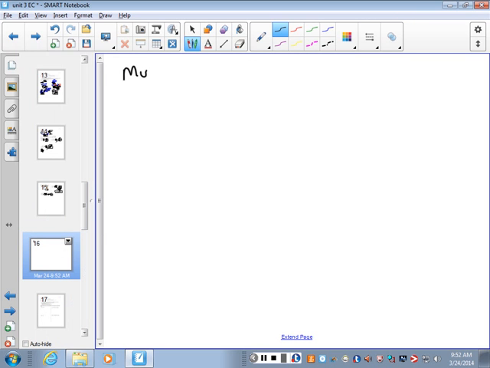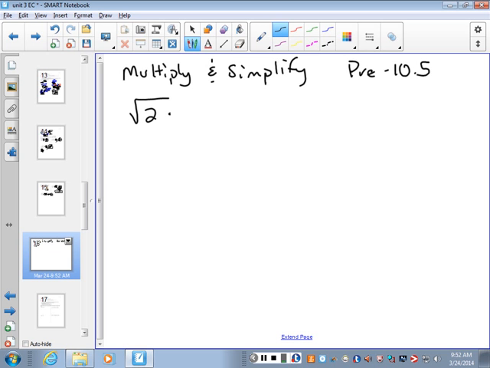But I want to multiply and simplify. And we're going to call this pre-10.5. Square root of 2 times the square root of 3. This is a problem we've done before. Multiply and simplify the square root of 2 times the square root of 3. Square root of 6. That's our product rule for radicals. So just multiply those radicands together. Leave them under a square root.